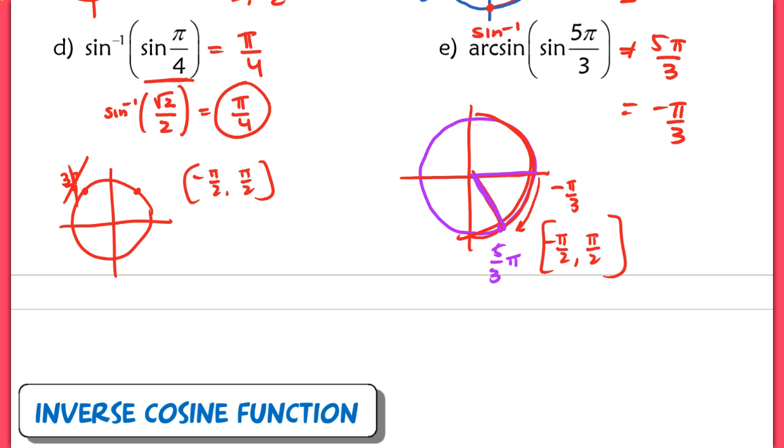So to make a long story even longer, basically since 5 pi over 3 does not fall in the range of the inverse sine function here, we need to find a value, an angle measure, that does. So it ends up being negative pi over 3, with the same coterminal angle as 5/3 pi.